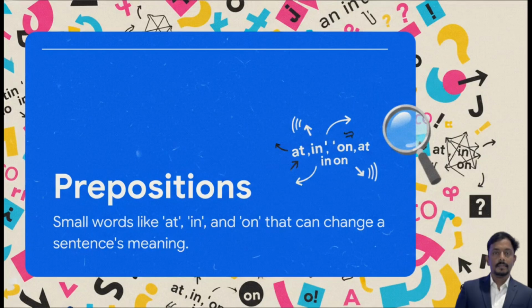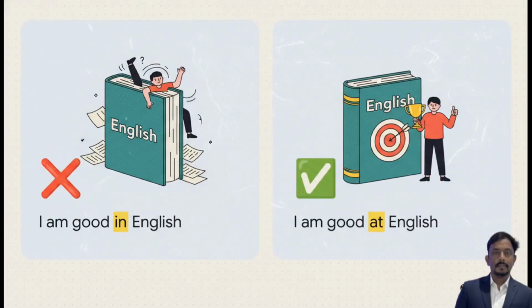Let's talk about prepositions. Now don't let their size fool you. Words like at, in, and on might be tiny, but man, they do a ton of heavy lifting. If you use the wrong one, you can accidentally change the entire meaning of what you're trying to say. Oh, this is such a classic one. And honestly, I totally get why people make this mistake. It feels logical to be good in a subject, right?